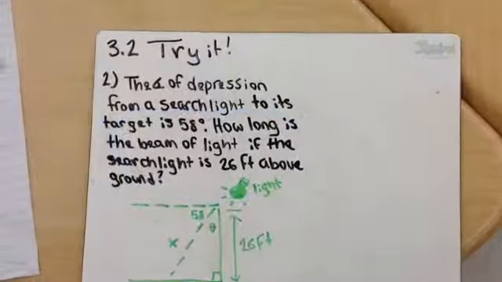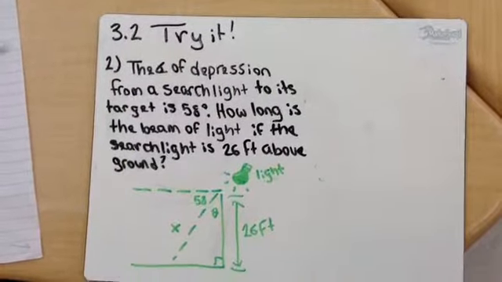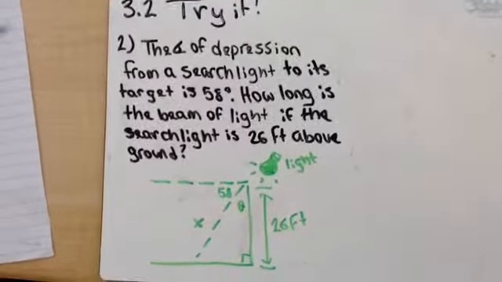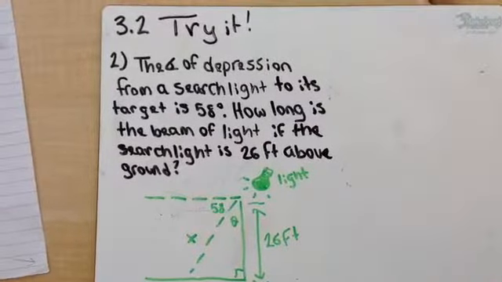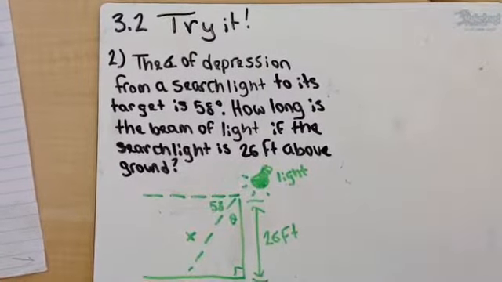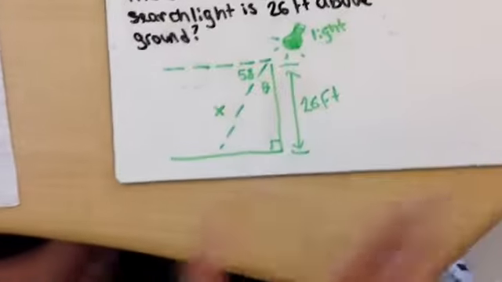So the second problem says, the angle of depression from a searchlight to its target is 58 degrees. How long is the beam of light if the searchlight is 26 feet above ground? Here's the diagram.